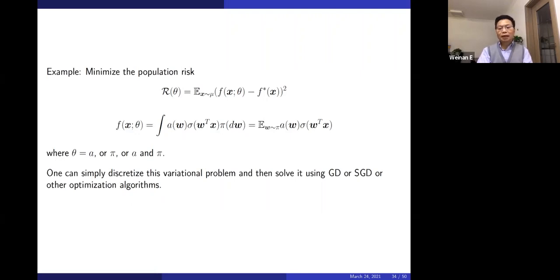And then we can solve it by GD or SGD. Well, first we have to discretize in the data space, because we don't know how to calculate this expectation. We have to approximate this population risk by the empirical risk, because we only know a finite set of training samples. But after we've done that, we can just solve this problem using GD or SGD or another optimization algorithm. And this is just a variational problem.